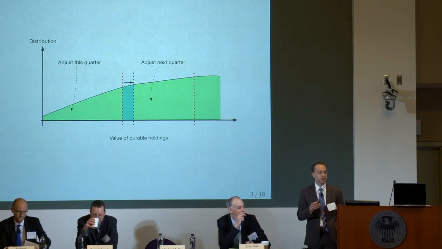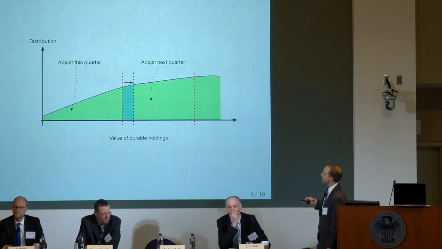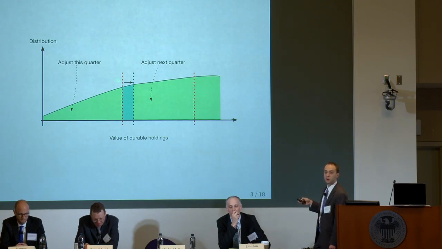So the first point that I'd like you to really notice is that in this figure, when you make this stimulus, you've now reduced the mass of people who are going to be ready to buy a car next quarter. So there's some sort of drag on demand going forward.